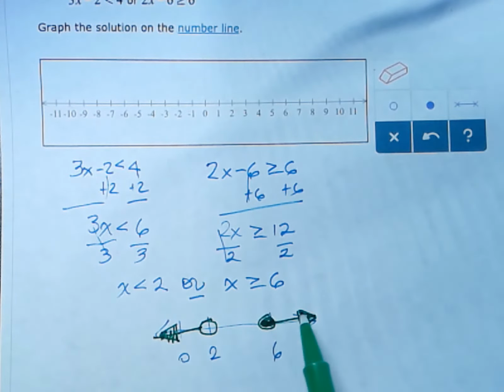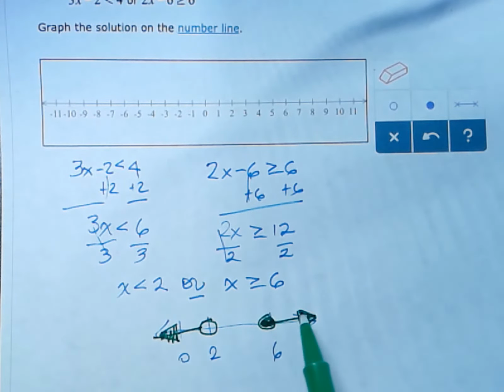So my final solution, when I come up to graph it on my number line, would look like this, just like I graphed right there. And that is an or. It can be here or here. Different from the word and, okay? Different from the word and. So let's look at one using the word and.